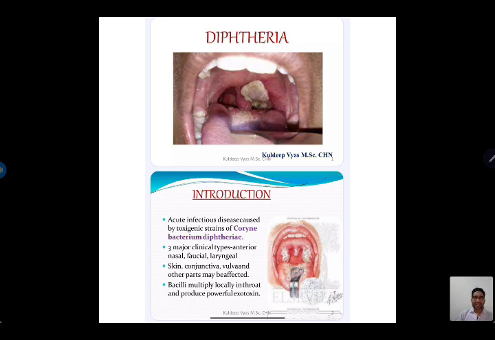So, diphtheria as an introduction. What is diphtheria? Diphtheria is an acute infectious disease caused by the toxigenic strain of Corynebacterium diphtheriae. Three major clinical types: anterior nasal, faucial and laryngeal. Skin, conjunctiva, vulva and other parts may be affected. Bacilli multiply locally in the throat and produce a powerful exotoxin.